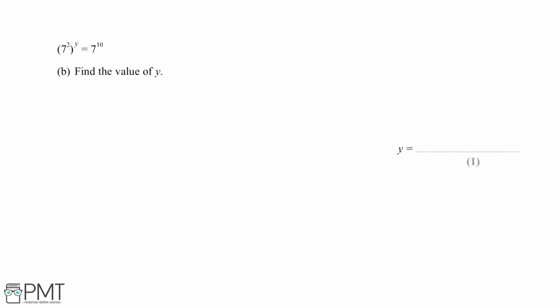7 squared to the power of y equals 7 to the power of 10. Find the value of y. So for this question we need to know the algebraic principle that a to the power of x, to the power of y, is equal to a to the power of x multiplied by y. So again we can apply this rule to this question.